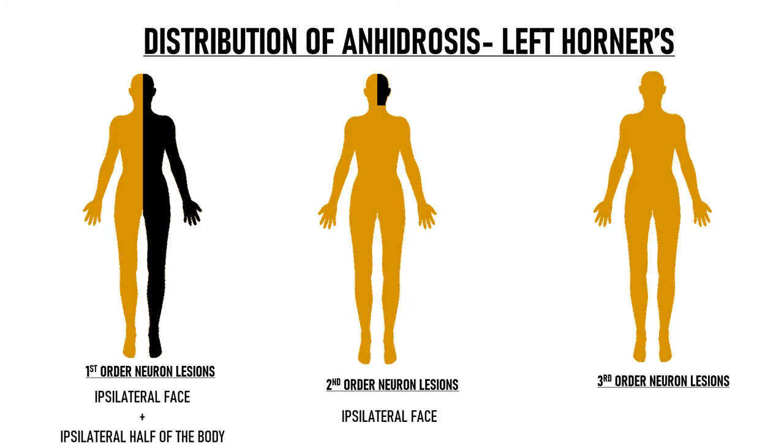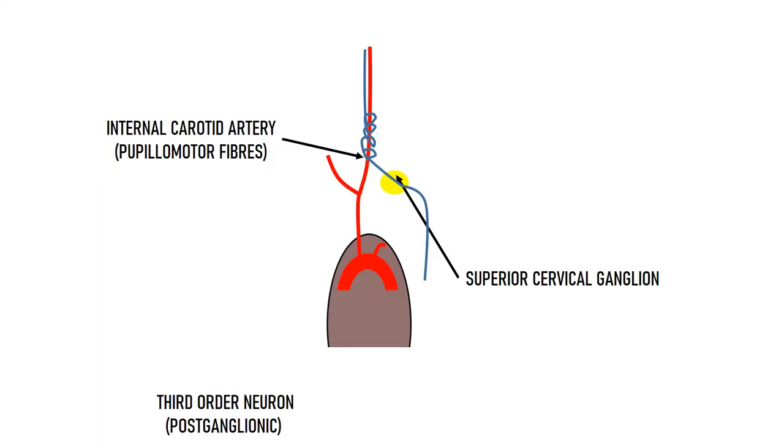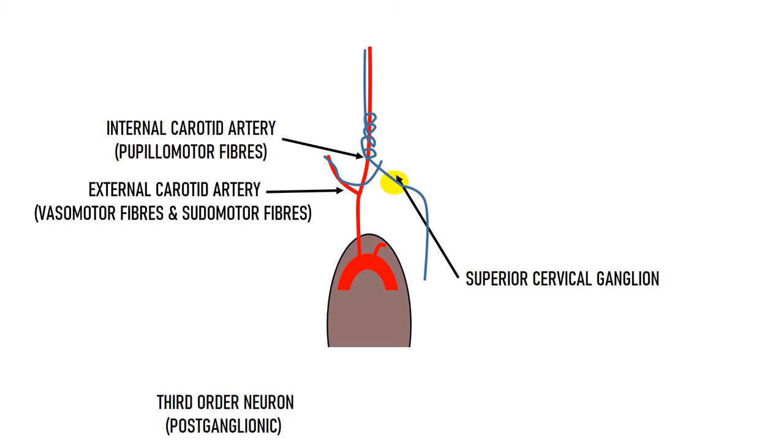anhidrosis of the rest of the body does not occur. In third-order postganglionic lesions that are present after the bifurcation of the common carotid artery, that is, distal to the bifurcation of the common carotid artery, anhidrosis is either absent or it is limited to a small area above the brow. Because like we learned earlier, the sweat fibers separate themselves from the sympathetic chain and they go along the external carotid artery. Thus, postganglionic oculosympathetic lesions do not cause anhidrosis, they only cause ptosis and miosis. Though to be honest, in today's world of air conditioners, such specific details of anhidrosis are rarely reported.